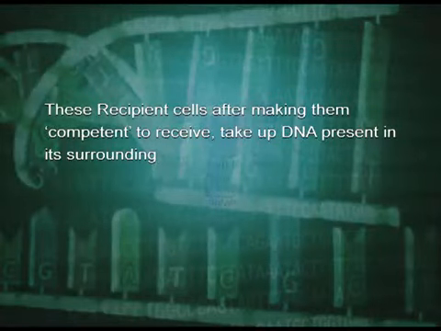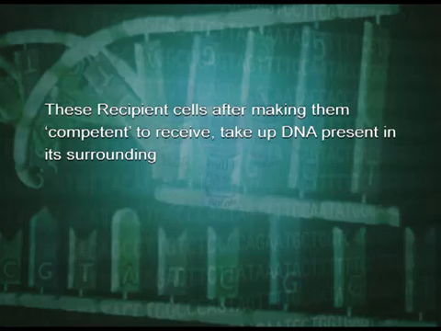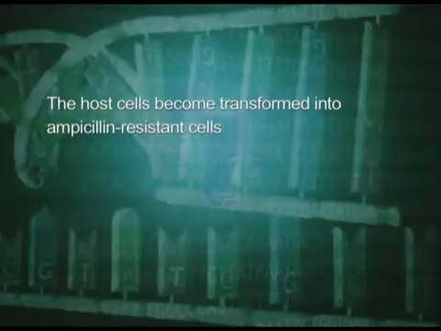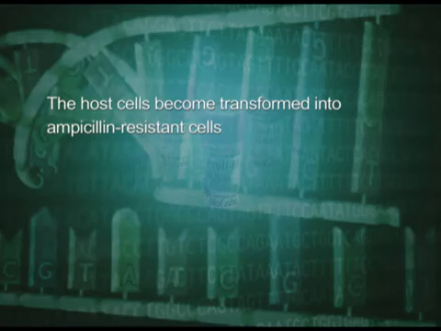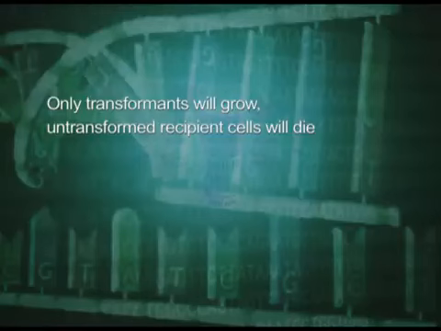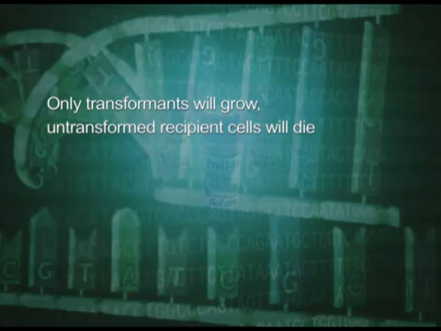These recipient cells, after making them competent to receive, take up DNA present in their surroundings. So, if a recombinant DNA bearing a gene for resistance to an antibiotic, for example ampicillin, is transferred into Escherichia coli, the host cells become transformed into ampicillin resistant cells. If we spread the transformed cells on agar plates containing ampicillin, only transformants will grow, untransformed recipient cells will die.